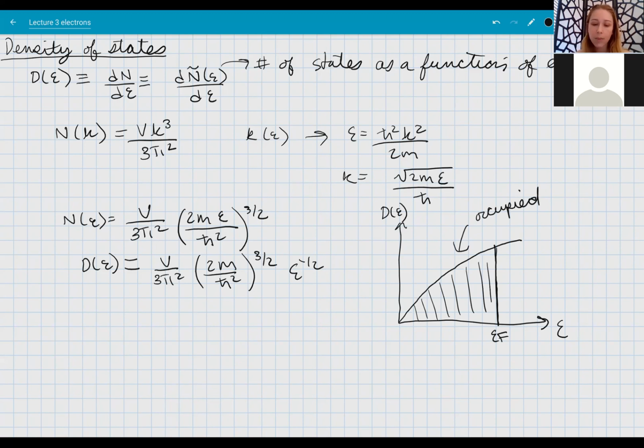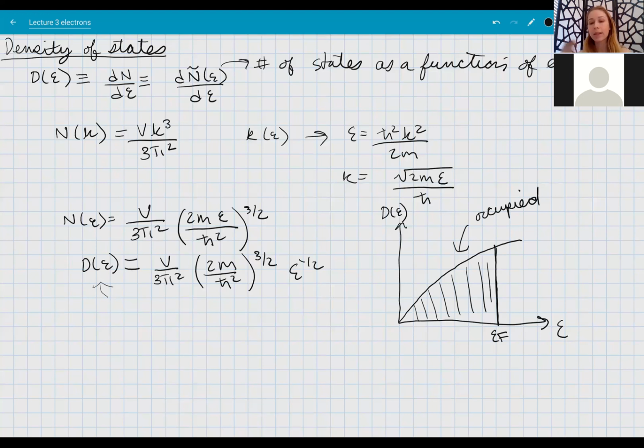So this expression for the density of states is applicable for a free electron gas in 3 dimensions. If we were in 2 or 1 dimensions, there would be a different functional form. And if we did other things like introduce the lattice, which we'll do later, then the density of states will get a more complicated dependence on energy.